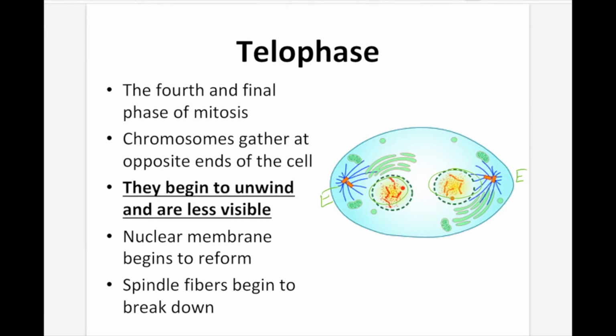The nuclear membrane begins to reform, and we're showing this with the dotted line that you can see right there. And spindle fibers begin to break down, and we can see that by the shortening of the blue lines, which are spindle fibers.